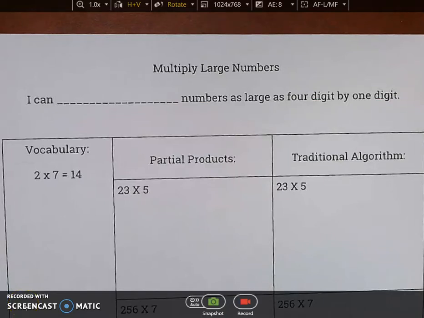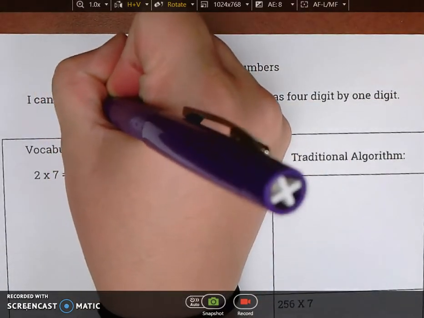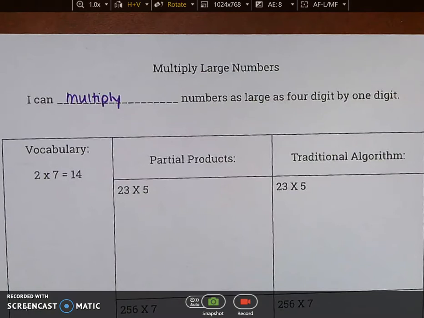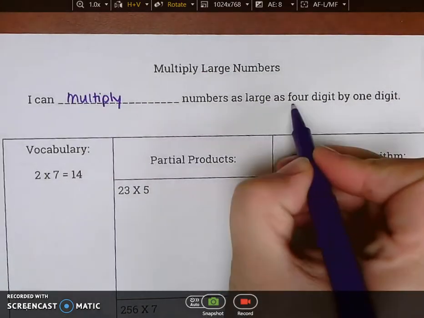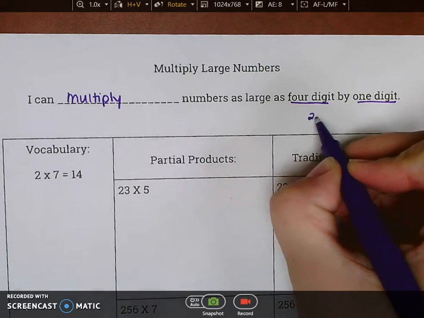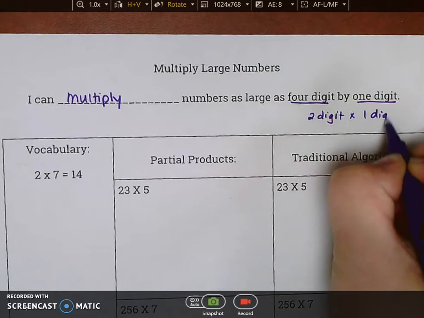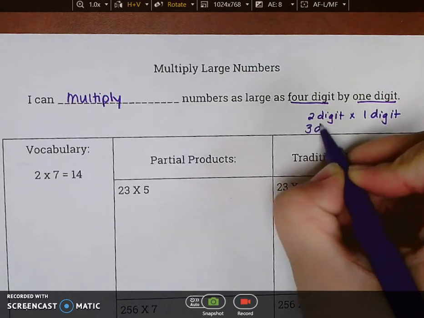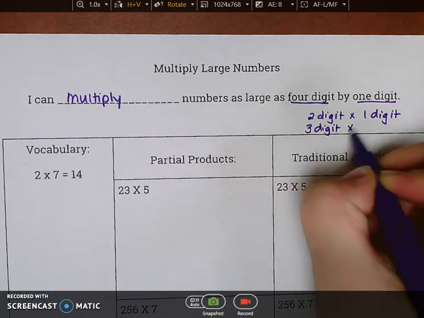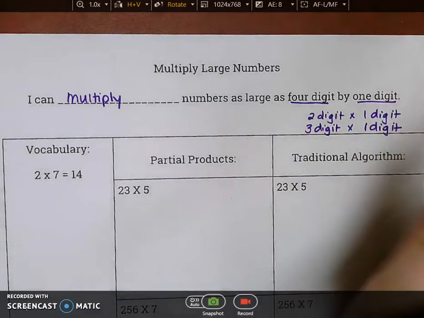Alright guys, in this lesson we're going to talk about multiplying large numbers. So our learning target is I can multiply numbers as large as 4 digits by 1 digit. So we're actually going to do 2 digit times 1 digit, also 3 digit times 1 digit, and then 4 digit by 1 digit. So we're going to do all three.